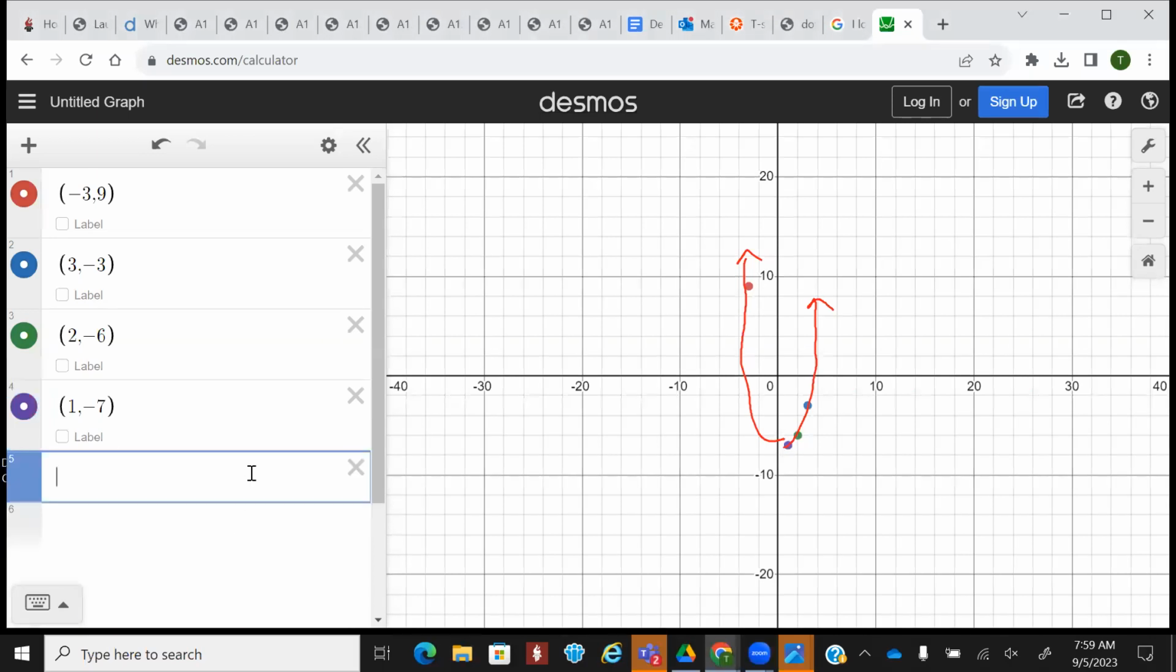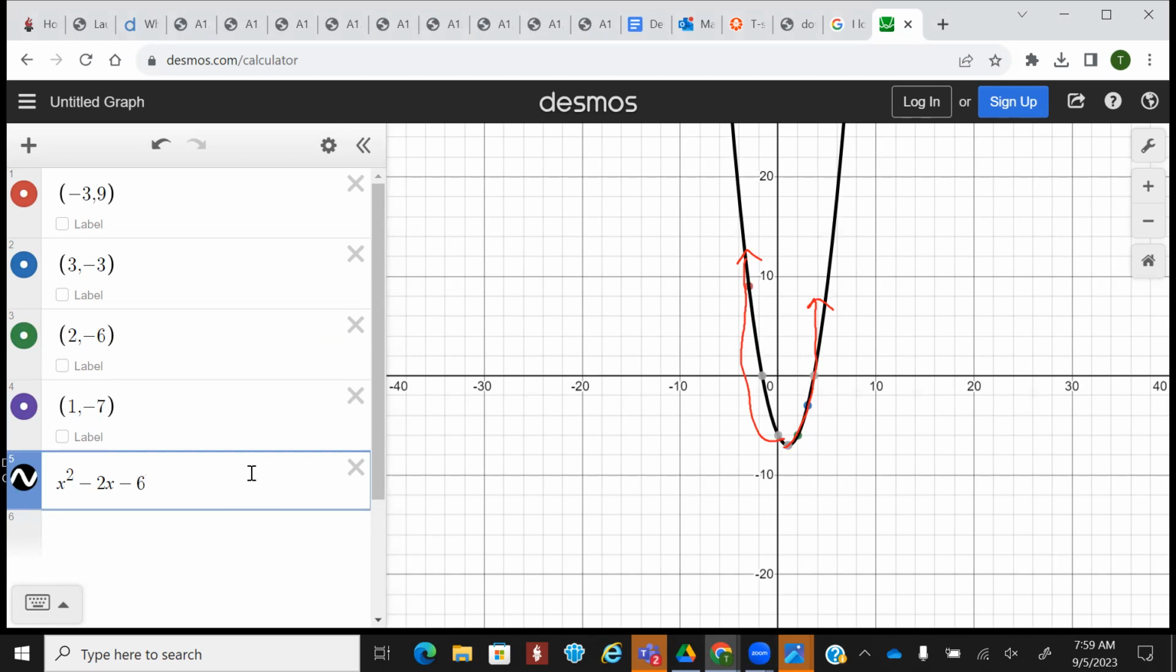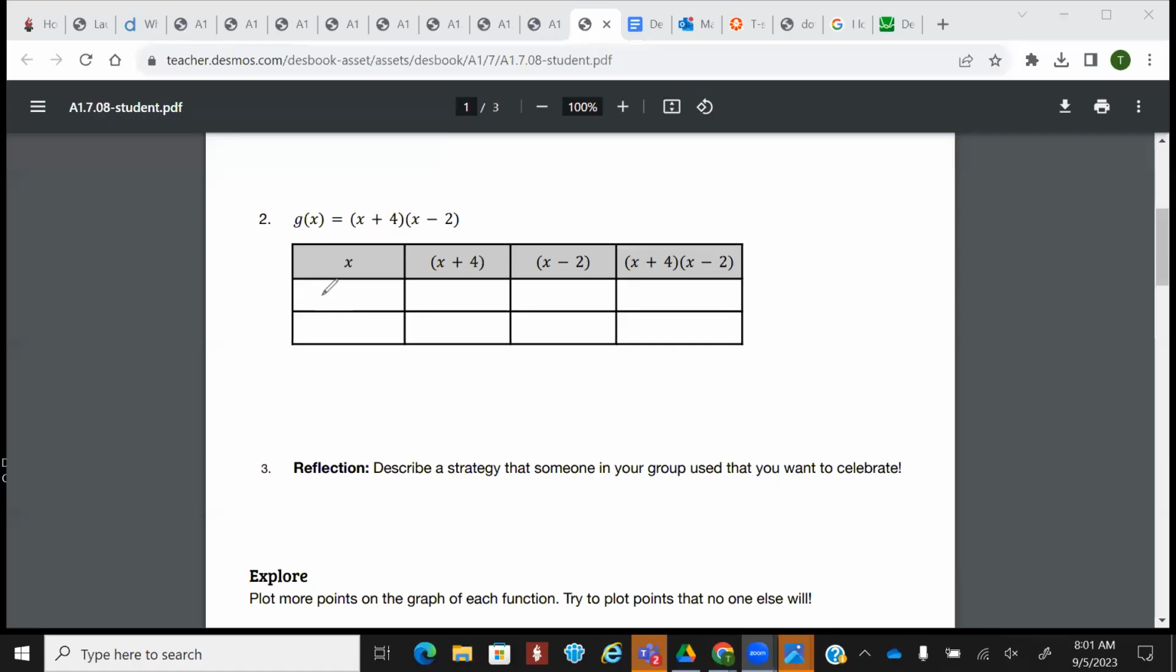However, what I could do is I could just come in here and type the equation. So x squared minus 2x minus 6. And look at that. That's very similar to what my quadratic that I just drew was. Okay, I've taken the same numbers. So you could have plugged in something different.